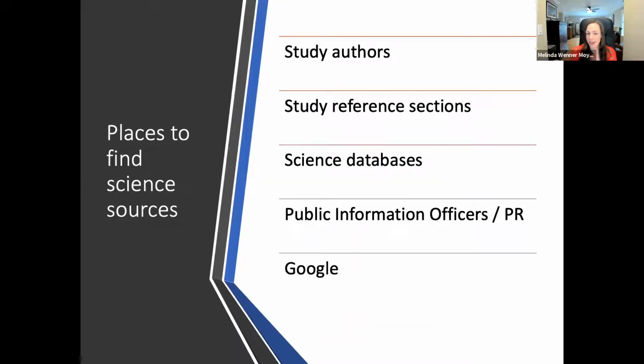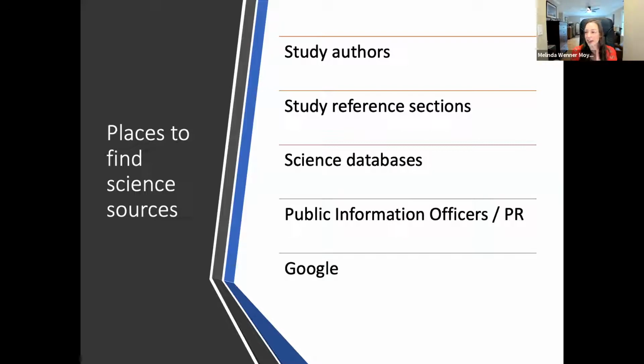So I want to talk a bit about places to find science sources. Of course, Roxanne is also going to be talking about this, and Wuden as well, but I'm going to give the introductory overview. Some of this you might already know, but I know we have a diverse audience, so I just want to cover all the bases here.